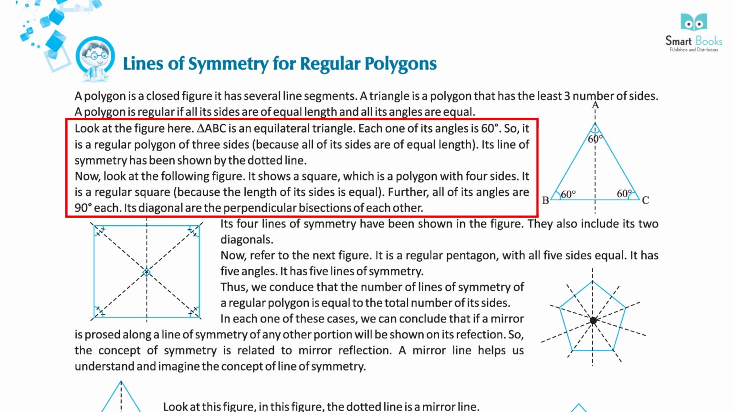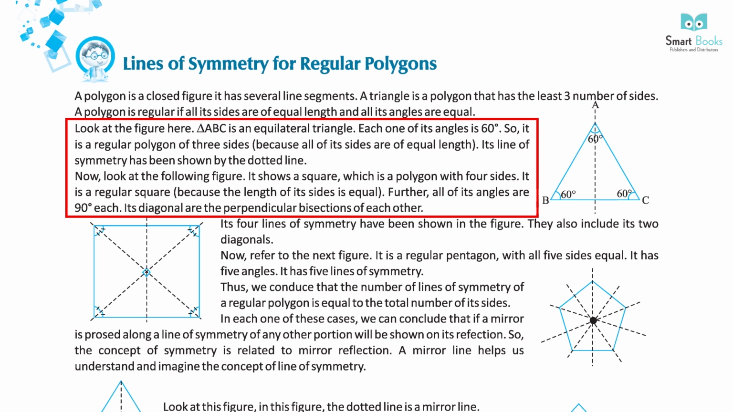Look at the figure here. Triangle ABC is an equilateral triangle. Each one of its angles is 60 degrees. So, it is a regular polygon of 3 sides because all of its sides are of equal length. Its line of symmetry has been shown by the dotted line. Now, look at the following figures.